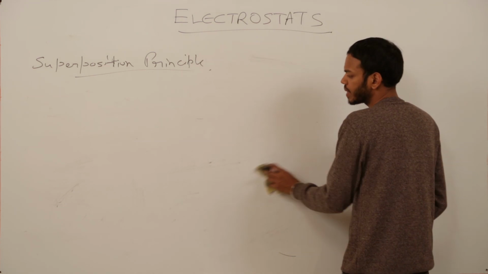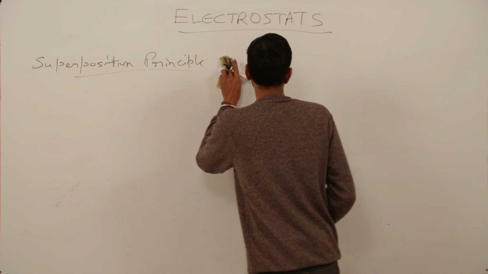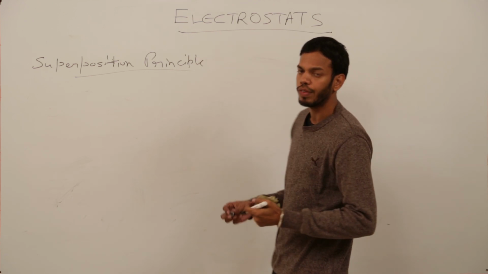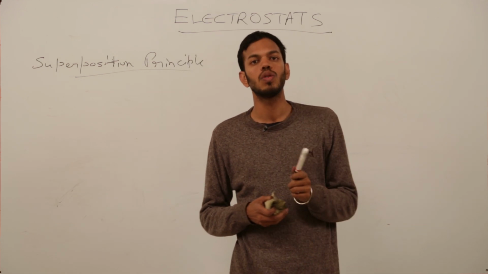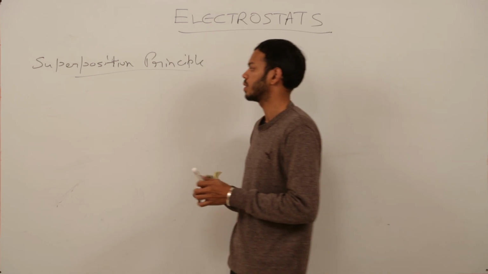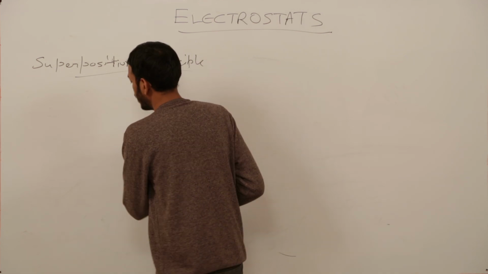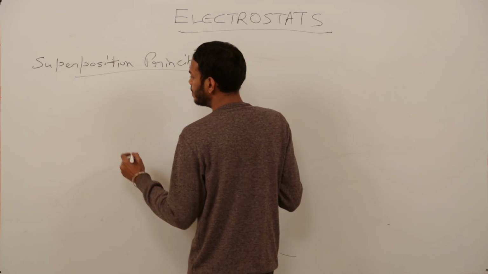I just named Newton somehow. So can anyone please suggest 2 points of difference and 2 points of similarity between Coulomb's force and gravitational force? Think. By the time I am drawing this diagram, think.